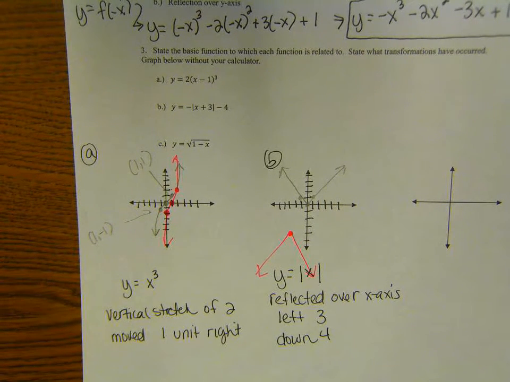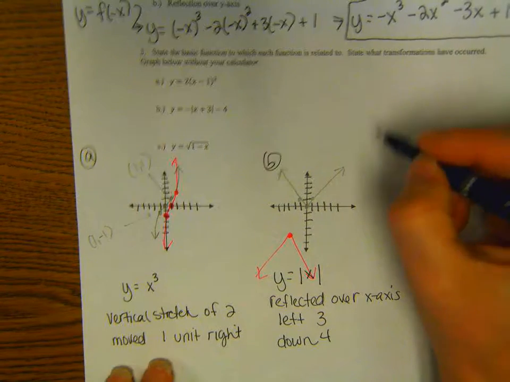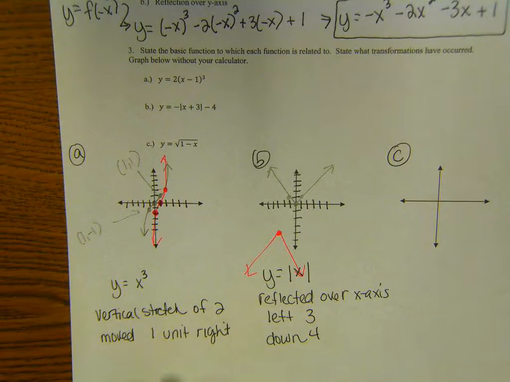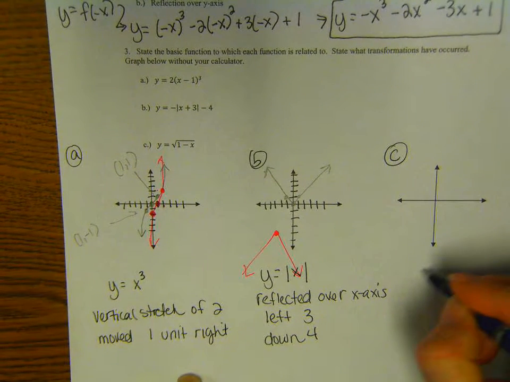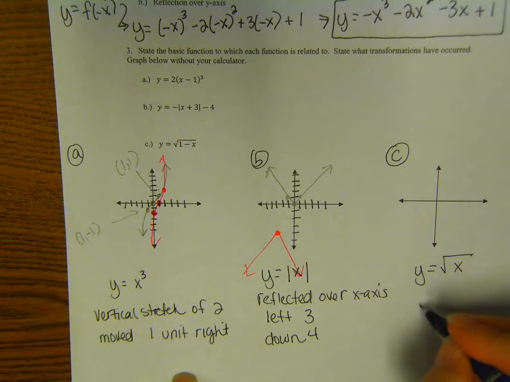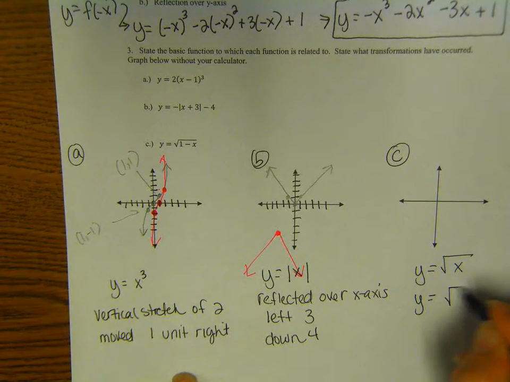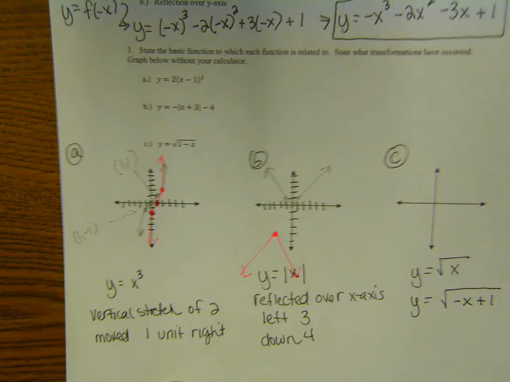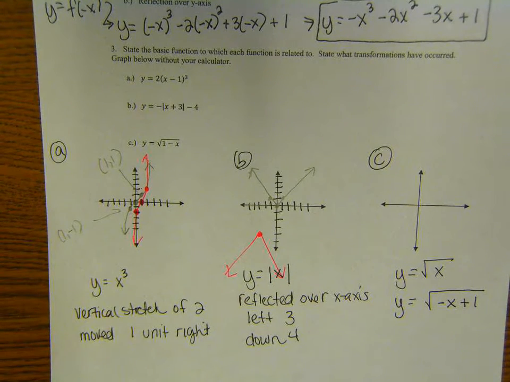All right, C. Yikes. Well, we know C is related to what? Okay. I am going to rewrite it for you in another way and see if you can see the transformation. And here's what I will tell you about this. I'm going to call this the square root of negative x plus 1. As you're looking at an equation, you may go left to right in the order of transformation. Here's where it gets a little tricky.